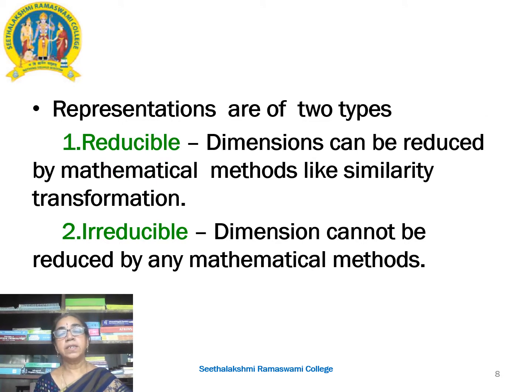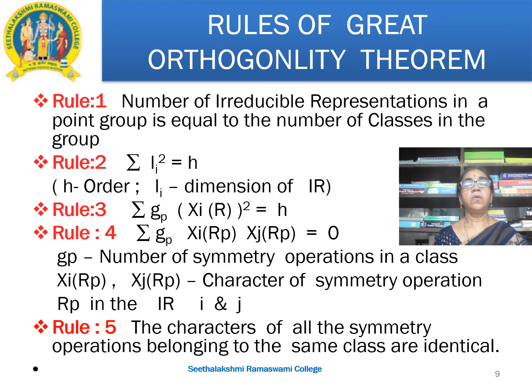Now, the representations are of two types. They are reducible representations and irreducible representations. Reducible means the dimension of the representation can be reduced by mathematical methods like similarity transformation. Irreducible representation means the dimension cannot be reduced by any of the mathematical methods. Now, the construction of character table requires a knowledge about the properties of irreducible representations.